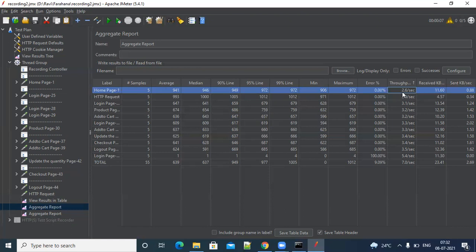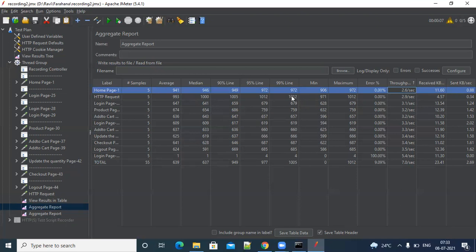It sent 2.7. This will help us whenever we're doing a higher load or stress test, to check how much JMeter is sending and how your server is handling it. Received KB and sent KB are not required, so ignore these two fields.